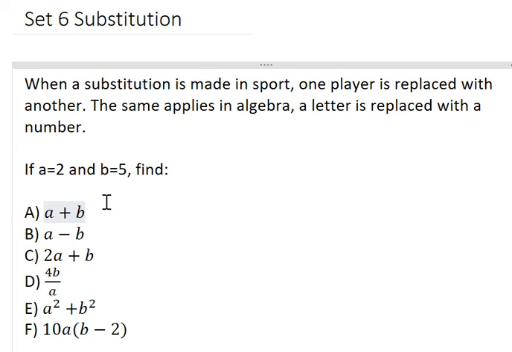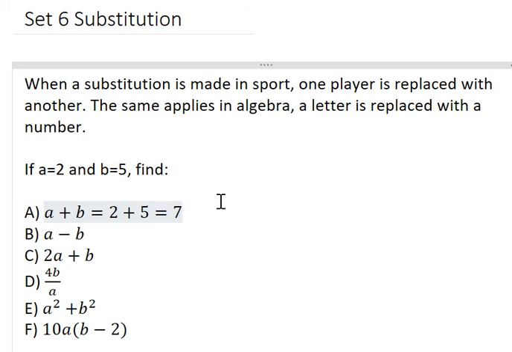All right, so A is 2, so instead of the A, I'm going to write 2. B is 5, so instead of the B, I'm going to write the number 5. So instead of A plus B, I have 2 plus 5. And I'm sure you all know that 2 plus 5 is equal to 7. Done. That's it. Simply replacing the A for the number 2 and the B for the number 5, and then compute. Go for it.